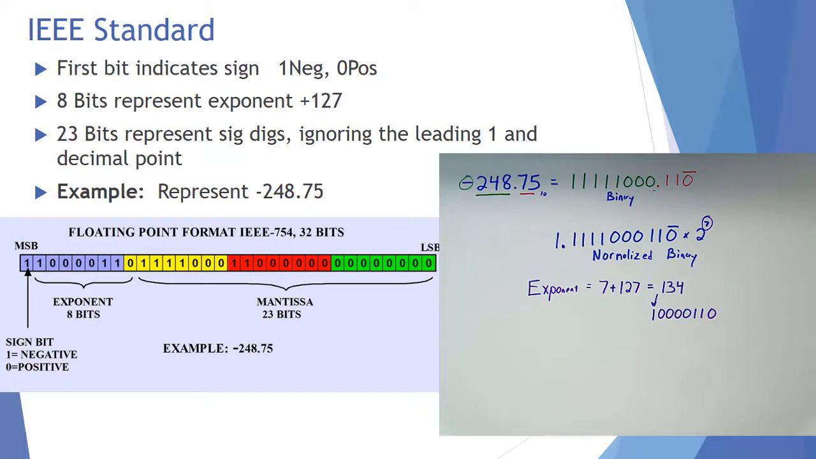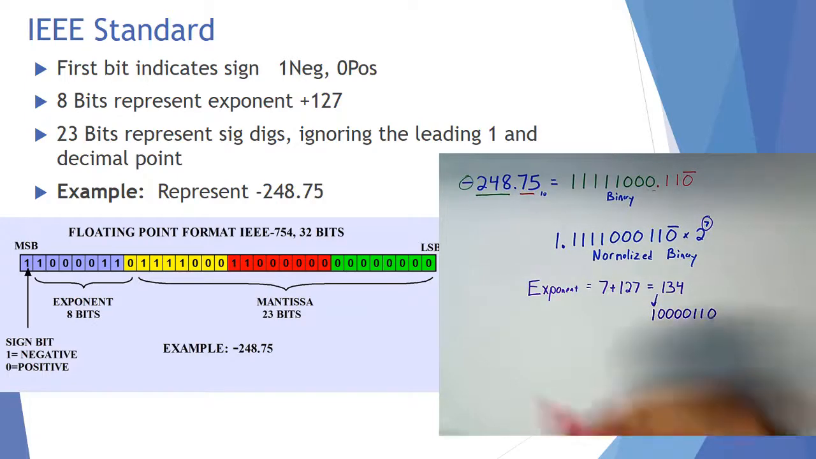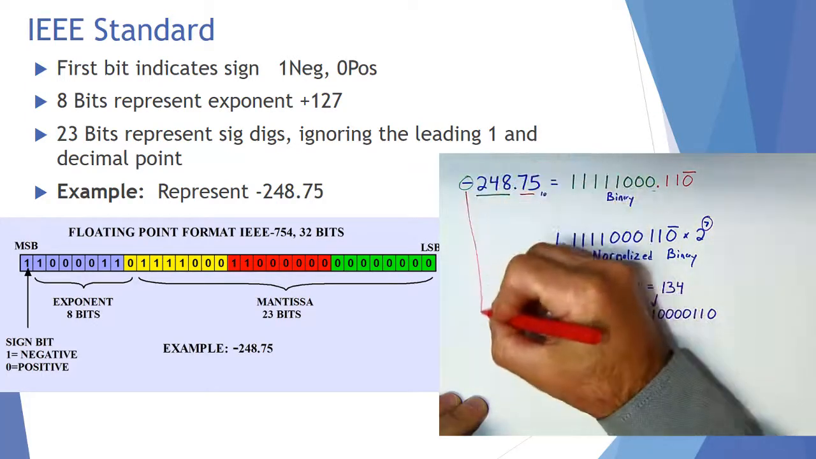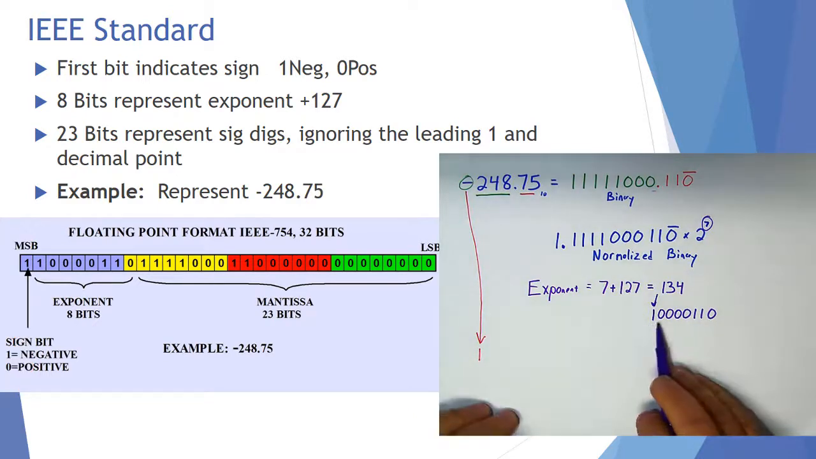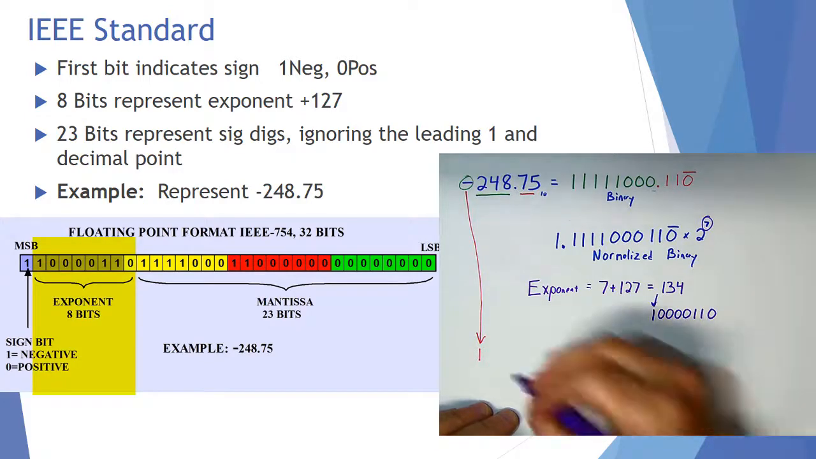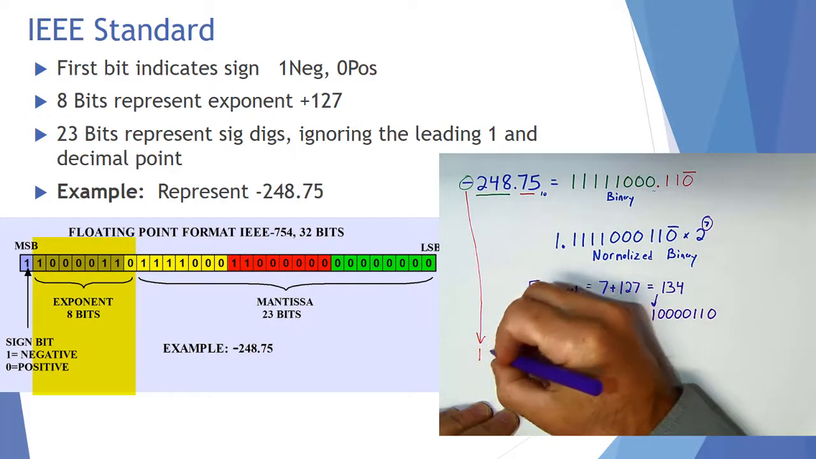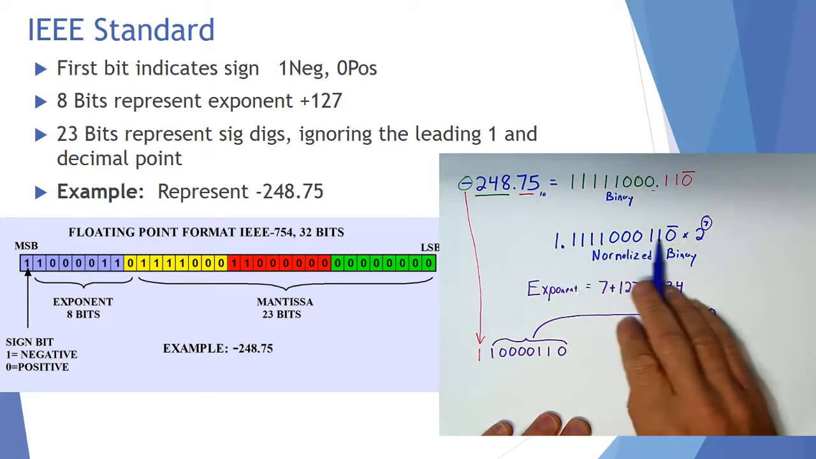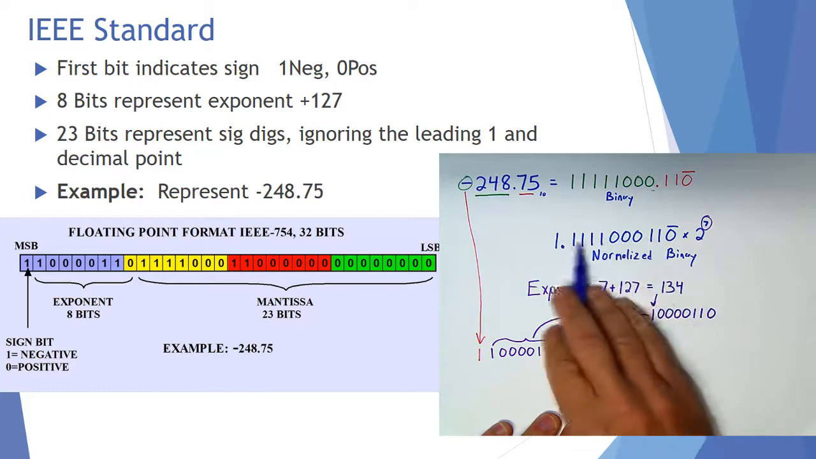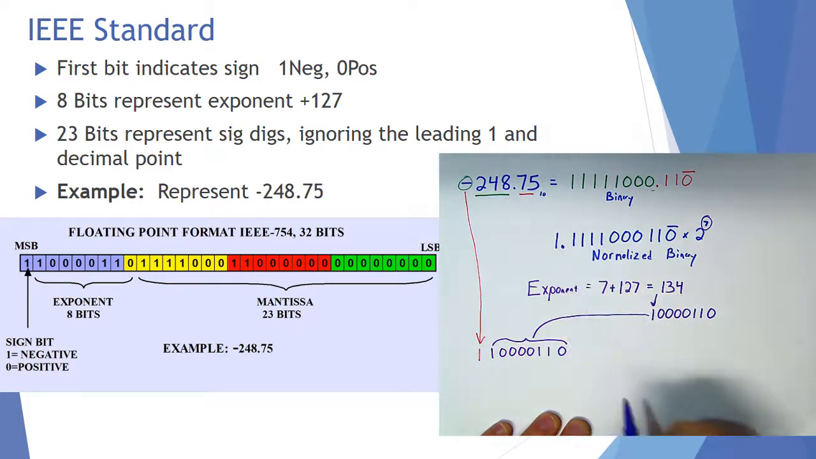At that point we have all the information we need to write this number using 32-bit storage. Here we go. Our first digit is our sign bit. Since this is a negative number, we're going to start out with a 1. Our next 8 bits represent our exponent. Our exponent here is 1 0 0 0 0 1 1 0, and so we're going to put that in our next 8 slots. The next 23 slots are reserved for our normalized mantissa, or the number in front of the 2 when we're in normalized binary form.